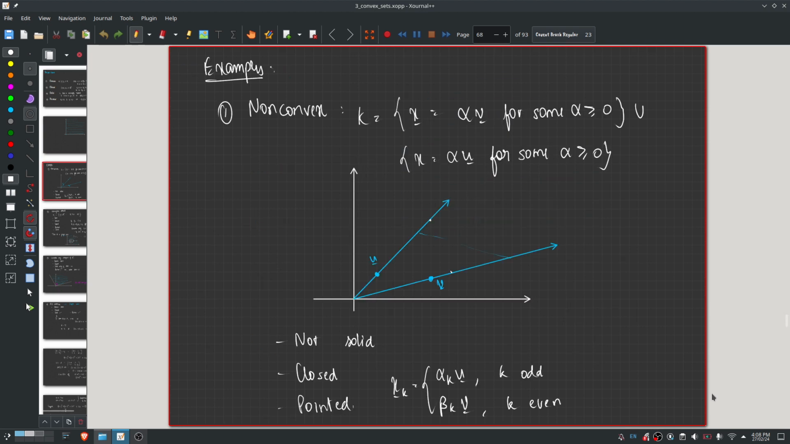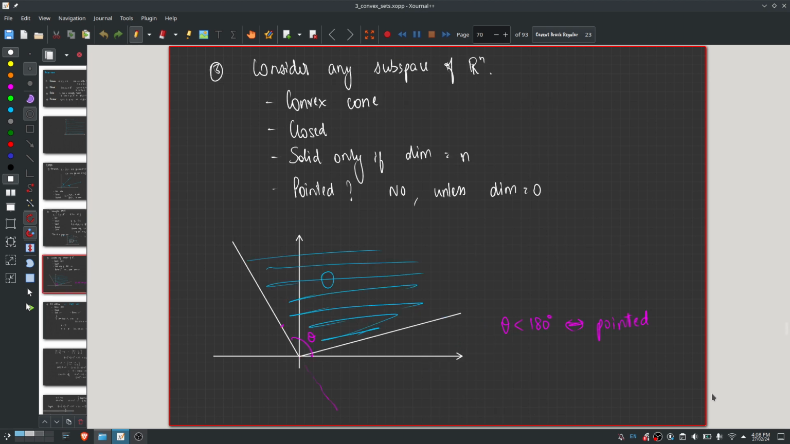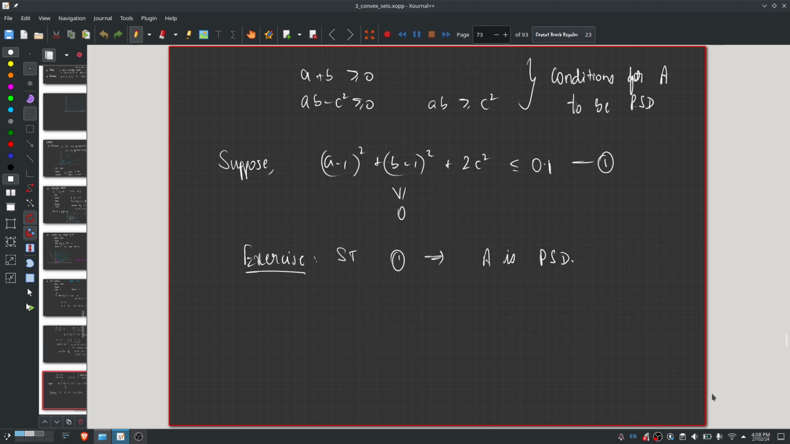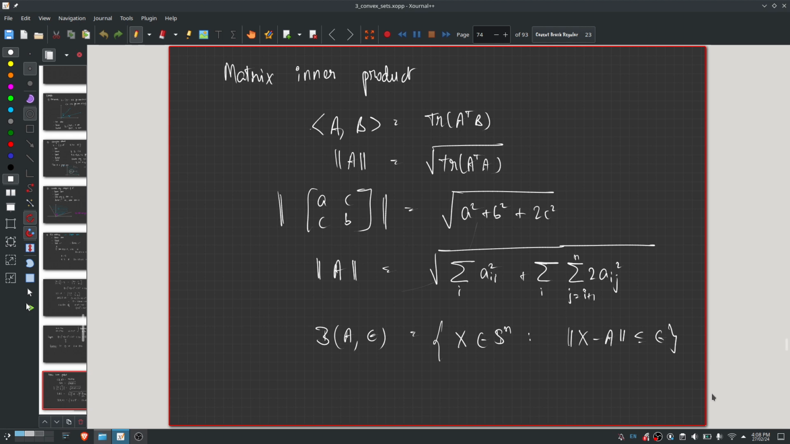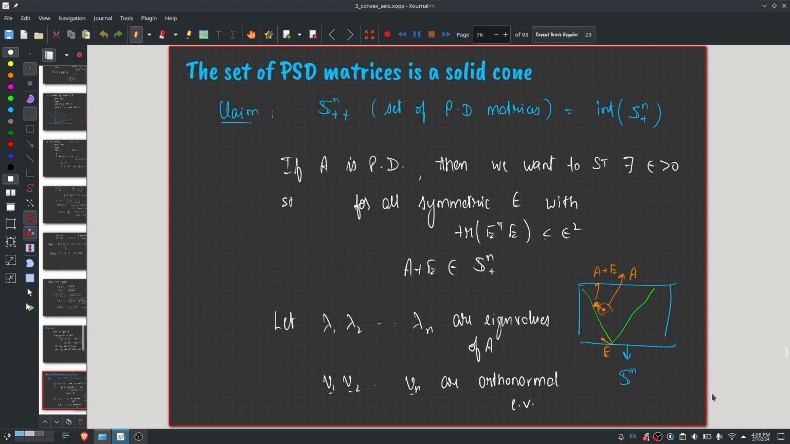And the examples to always keep in mind are the non-negative orthant in Rn, the set of all PSD matrices, and norm cones. Right? So all of these are examples of proper cones, but you can construct many other examples as well. So in the last class, we proved that the set of PSD matrices is a solid cone and hence proper.